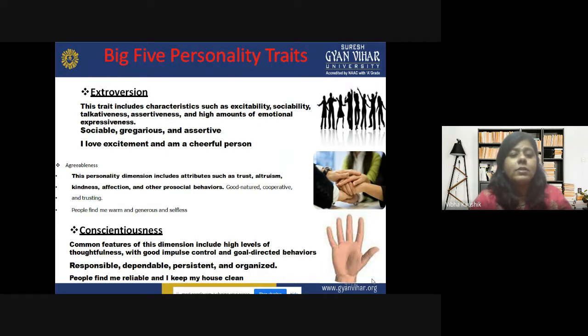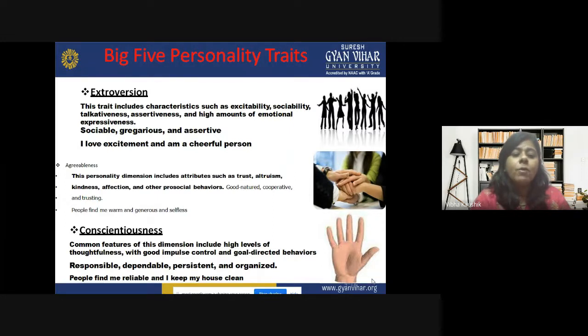The next one is agreeableness. This personality dimension includes attributes such as trust, altruism, kindness, affection, and other pro-social behavior: good-natured, cooperative, and trusting. People find me warm, generous, and selfless.